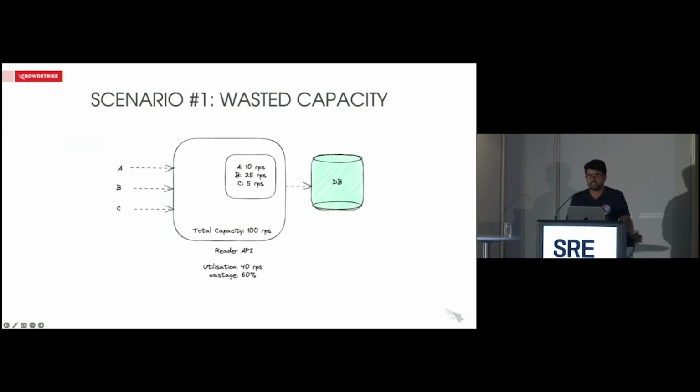The first scenario is as follows. Say we have three clients, A, B, and C, and the request rate allocation is 10 requests per second to A, 25 to B, and 5 to C. Let's say one reader container at any given point in time can serve 100 requests per second. With this allocation strategy, we are only using 40, even with peak usage. And especially when the clients are internal, we are unnecessarily rate limiting clients when we can process more requests from them. So we are essentially wasting capacity here.